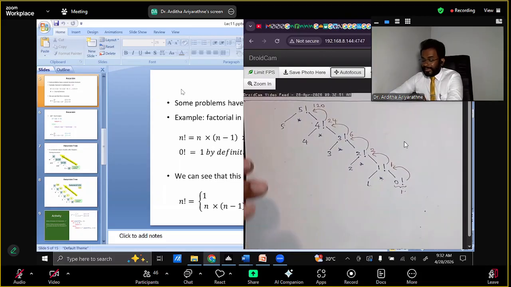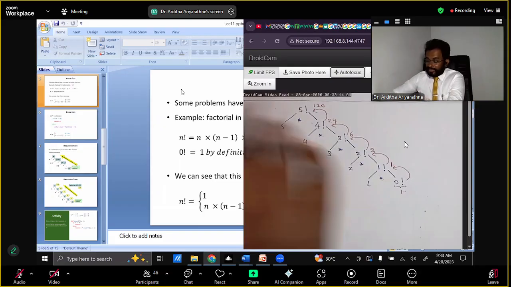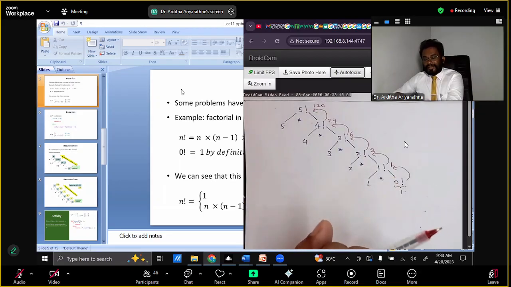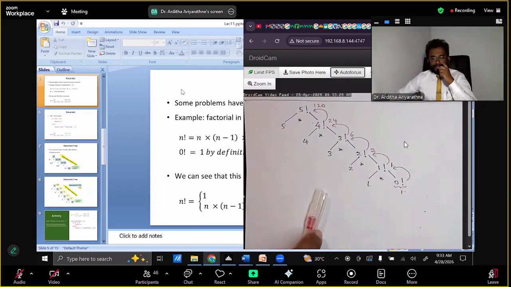Now, I have explained this one only for factorial 5. What about factorial 100 or something bigger? You have to multiply 100 by 99 by 98 by 97 by 96. Likewise, you have to continue up to 1. It's very difficult, but using this method, you can very easily get the answer. So this is the concept of recursion, right?